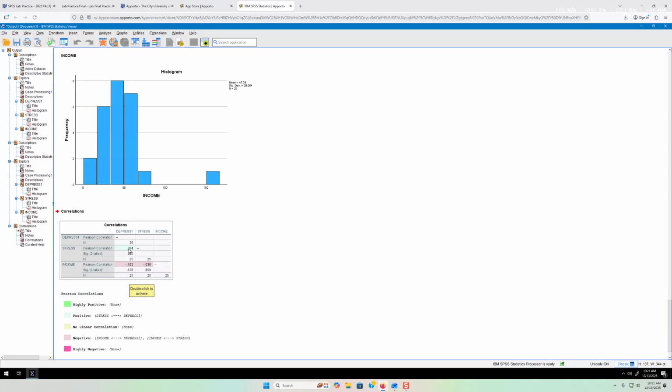Depression and stress, 0.264, also not significant, 0.202, not less than 0.05. And then stress and income, negative 0.038, also not significant, 0.859. So these are relatively small correlations, and they're all not significant. So they're not significantly different than 0. So that's question 3.